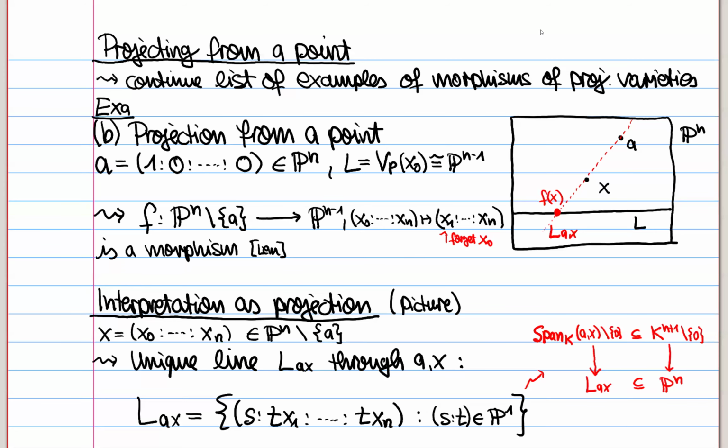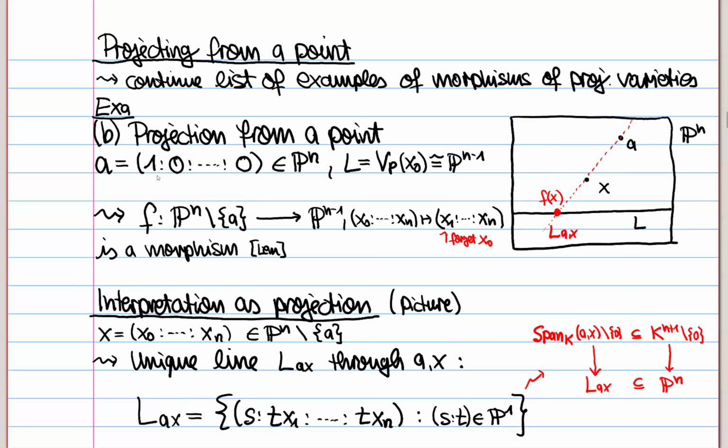In this video, we continue our list of examples of morphisms of projective varieties with a particular example called projection from a point, which is super important in many classical computations. And we're going to see a nice application at the end of the video. So to state the projection from a point, the input is that we choose a point.